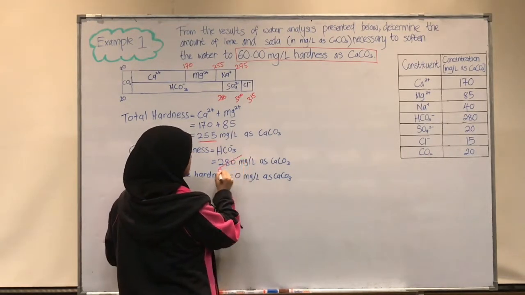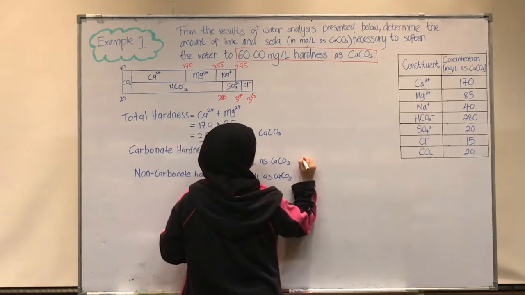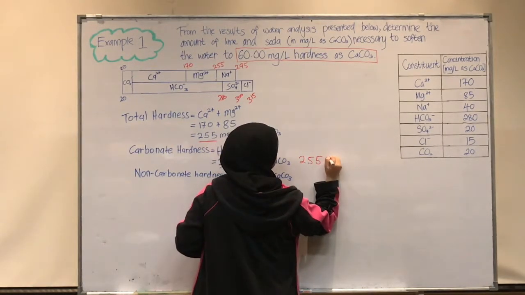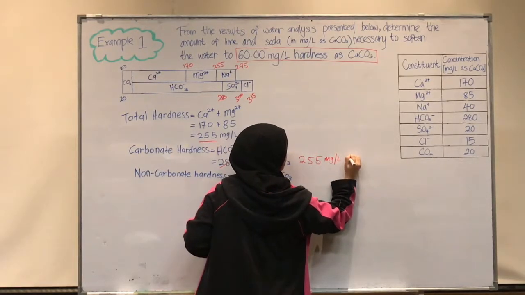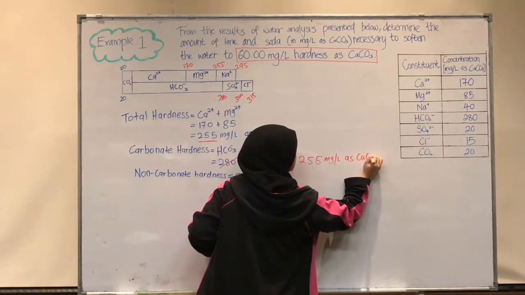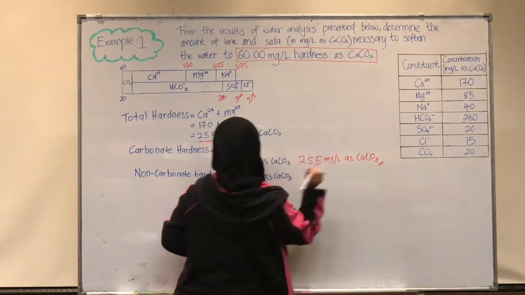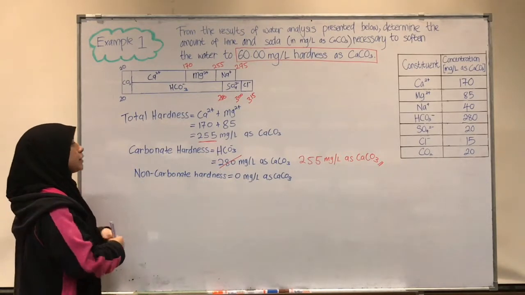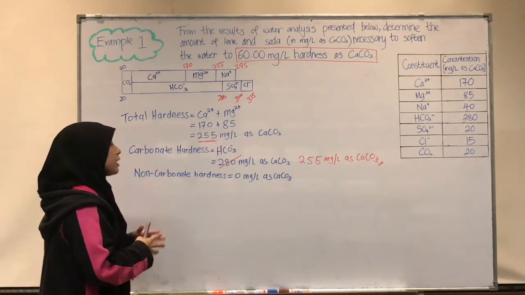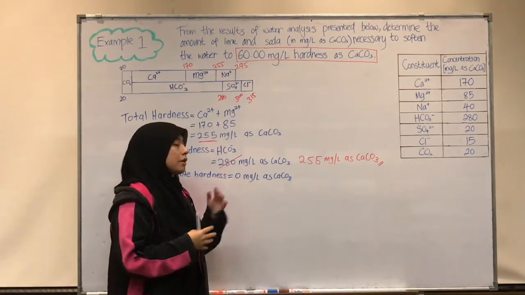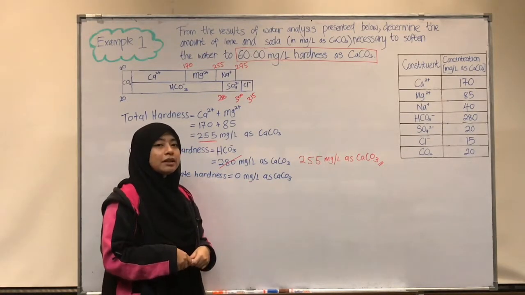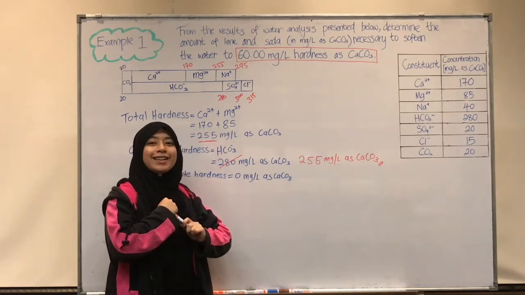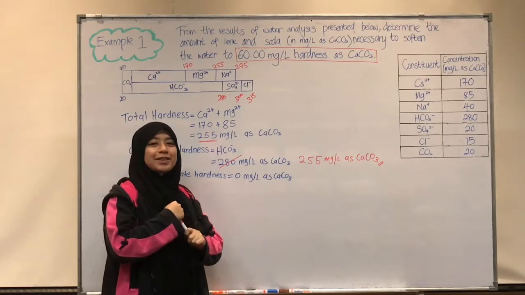So this cancels out, and we get 255 mg/L as CaCO3. Since the carbonate hardness is more than the total hardness itself, the non-carbonate hardness is 0 milligrams per liter as calcium carbonate. So I'll pass the floor to my next colleague, Theodora.